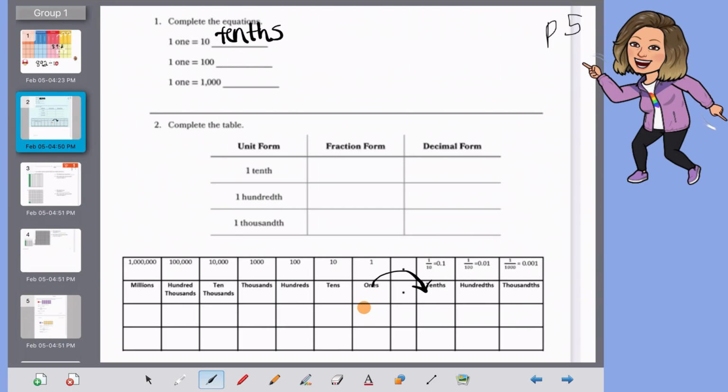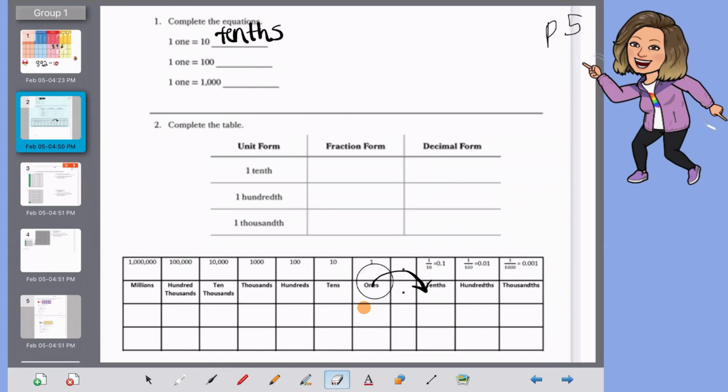Think of that like a dollar. If you decomposed a dollar, you would have 10 dimes. We know that a dime, it takes 10 of those to get a dollar, so that is 1/10 of a dollar.